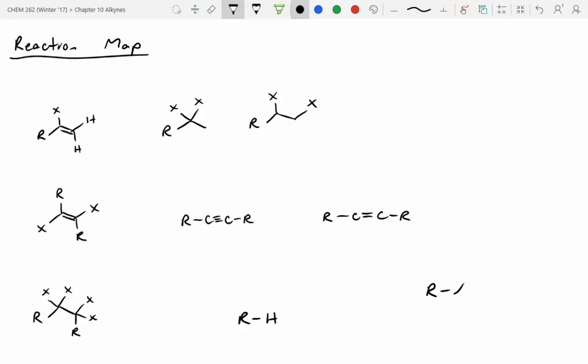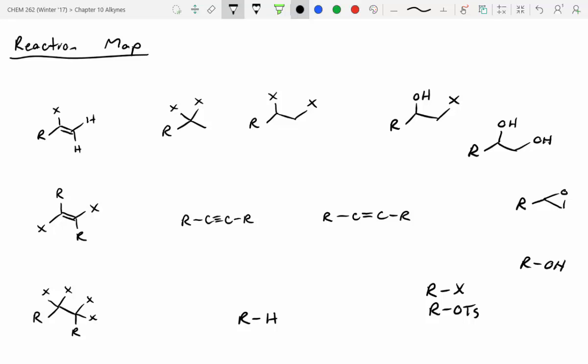I'll add in some alkyl halides or tosylates. Those are things that have good leaving groups. And then we've got another one where we've got an alcohol and a halogen. We've got ones where we have two alcohols. And again, I'm not even including stereochemistry right now. We could have one with an epoxide, and we could have one with an alcohol. Your task is to connect this with as many different arrows as possible.